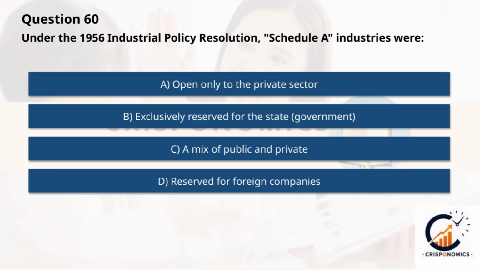This classification shaped how India's industrial landscape developed for decades. Understanding these categories helps us see the balance between government control and private enterprise at that time.